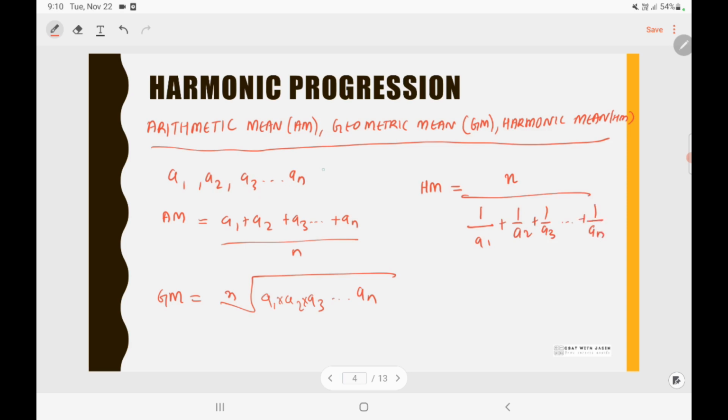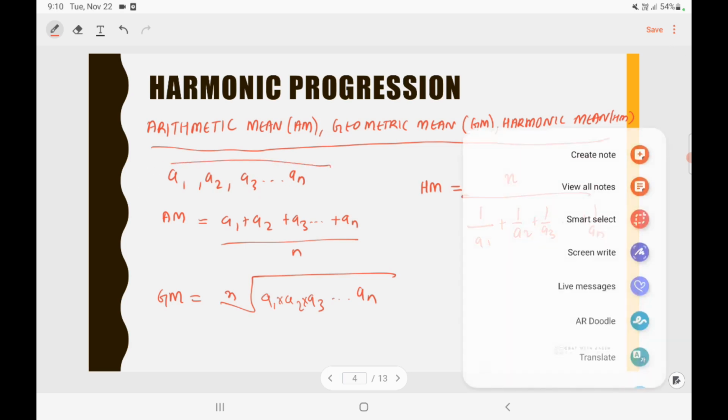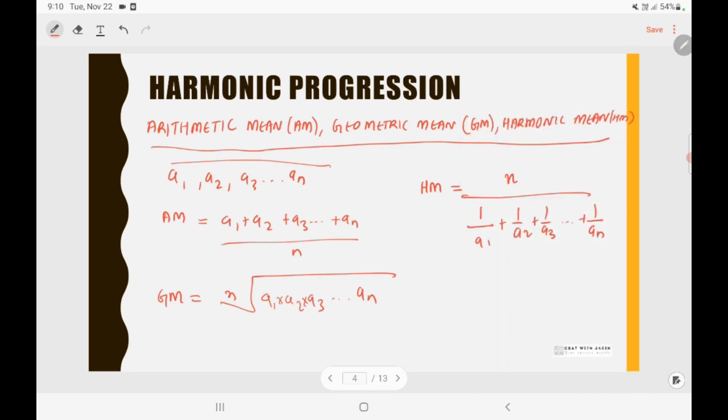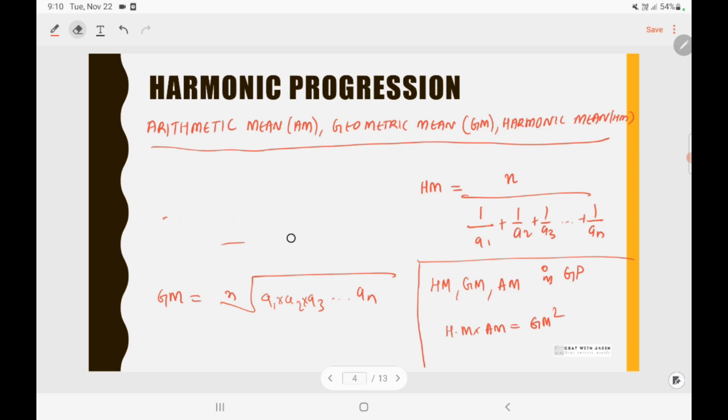You need to study all these formulas for arithmetic mean, geometric mean, and harmonic mean. You also need to understand that for two numbers, the arithmetic mean, geometric mean, and harmonic mean will be in geometric progression, or the same thing: harmonic mean into arithmetic mean is equal to geometric mean squared. We will do an example and you will understand this concept very well. We can take two numbers.